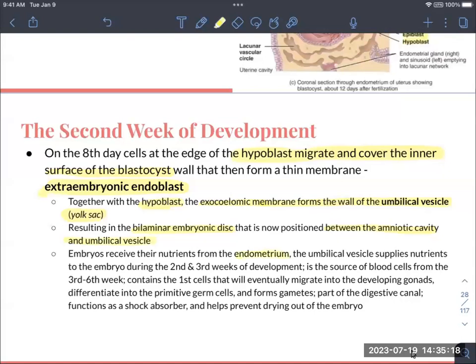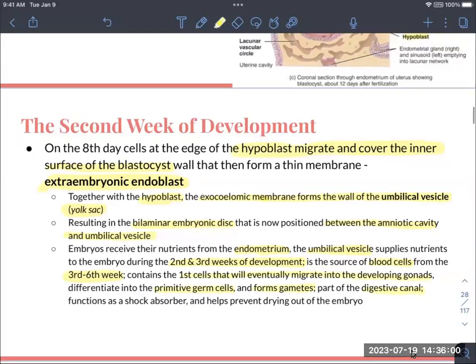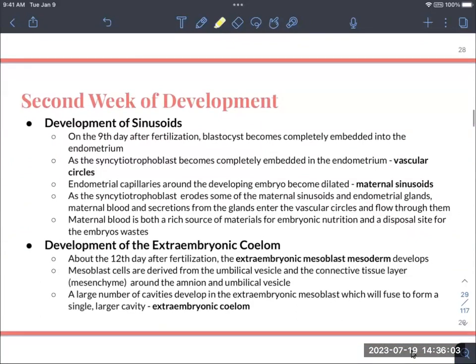Embryos get their nutrients from the endometrium and the umbilical vesicle. So in those 2nd and 3rd weeks of development, we're getting all of our nutrients from the umbilical vesicle, and then blood cells from the 3rd through the 6th week. The first cells will eventually migrate. Those are what are going to develop into the gonads. So those primitive germ cells are going to form gametes. We'll get the digestive canal starting to form. So these different sinusoids are starting to develop.